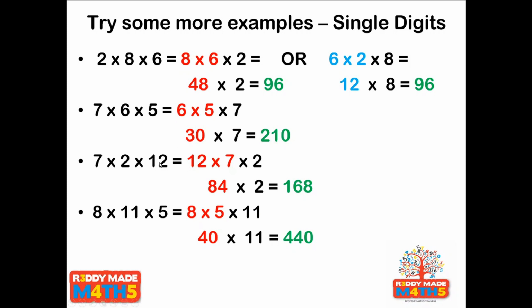The next one, again, that strategy of leave the 2 till the end, multiply by 2 at the end to double it. Let's try that one out. So we put the 12 and the 7 together. 12 times 7 gives us a product of 84. We multiply that by 2, and we get an overall product of 168.